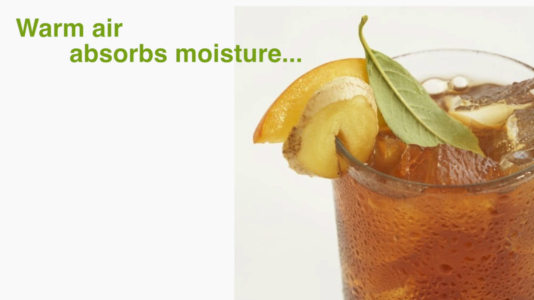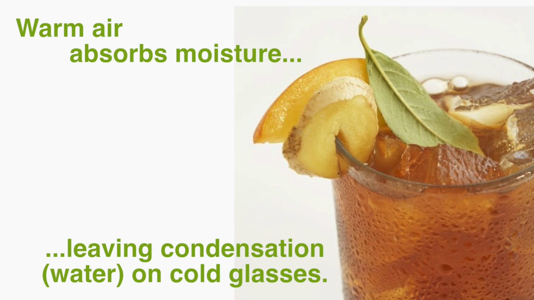This warm air comes in contact with the cold glass of iced tea, and when it does, the air surrounding the glass cools, and therefore the moisture in the air condenses because the cold air cannot absorb all of its moisture. As this water vapor condenses out of the warm summer air, it forms beads on the outside of the glass. Note, the water on the outside of the glass comes from the surrounding air, not from inside the glass.